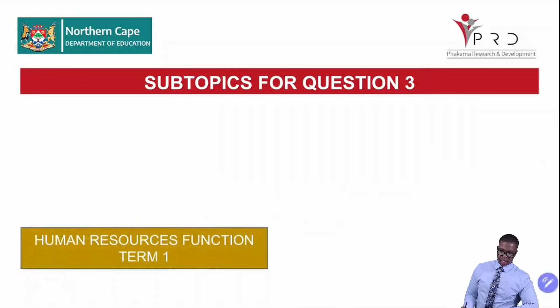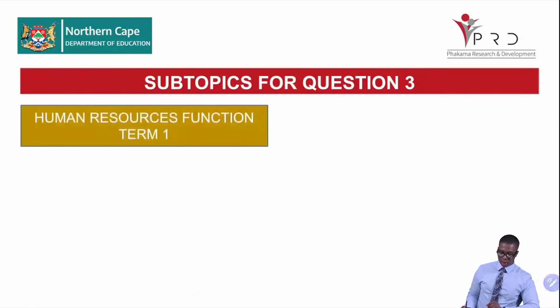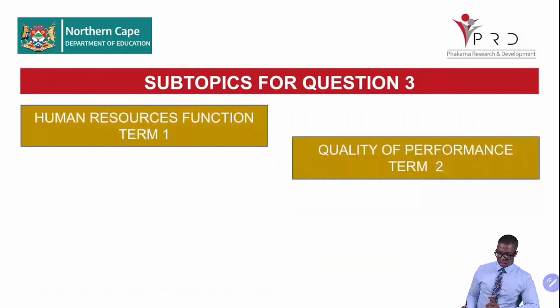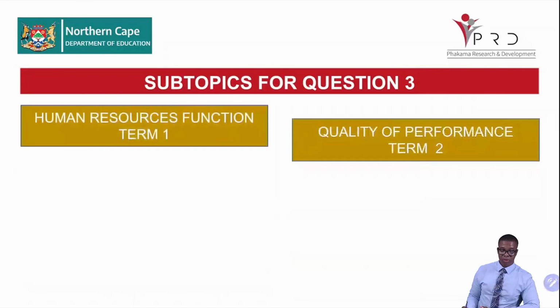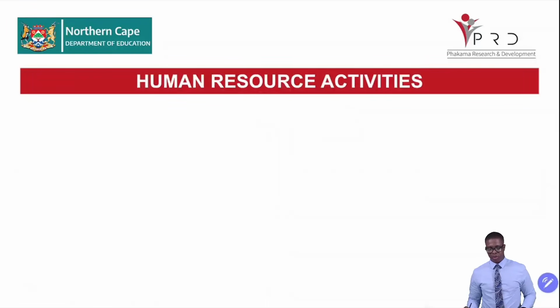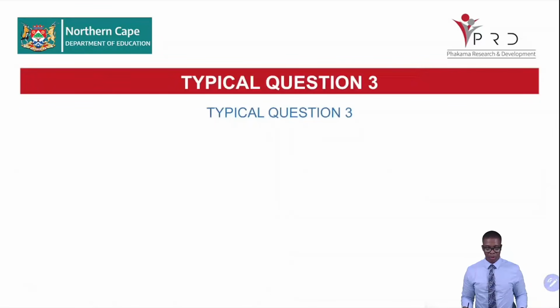Then let us look into subtopics for question 3, and you only have 2: human resource function and quality of performance. These subtopics also apply in an essay question. You prepare both, you are successful in the exam. Now let us look into typical questions on question 3.